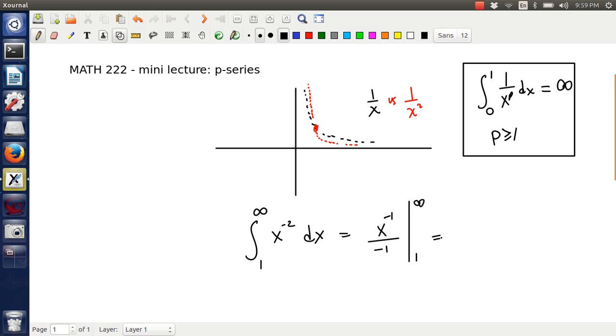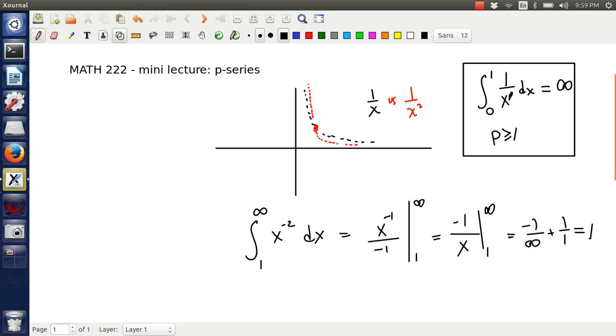Okay, and what does that look like? 1 over x. All right, so then we have minus 1 over infinity plus 1 over 1. 1 over infinity is 0, and that's what we get.